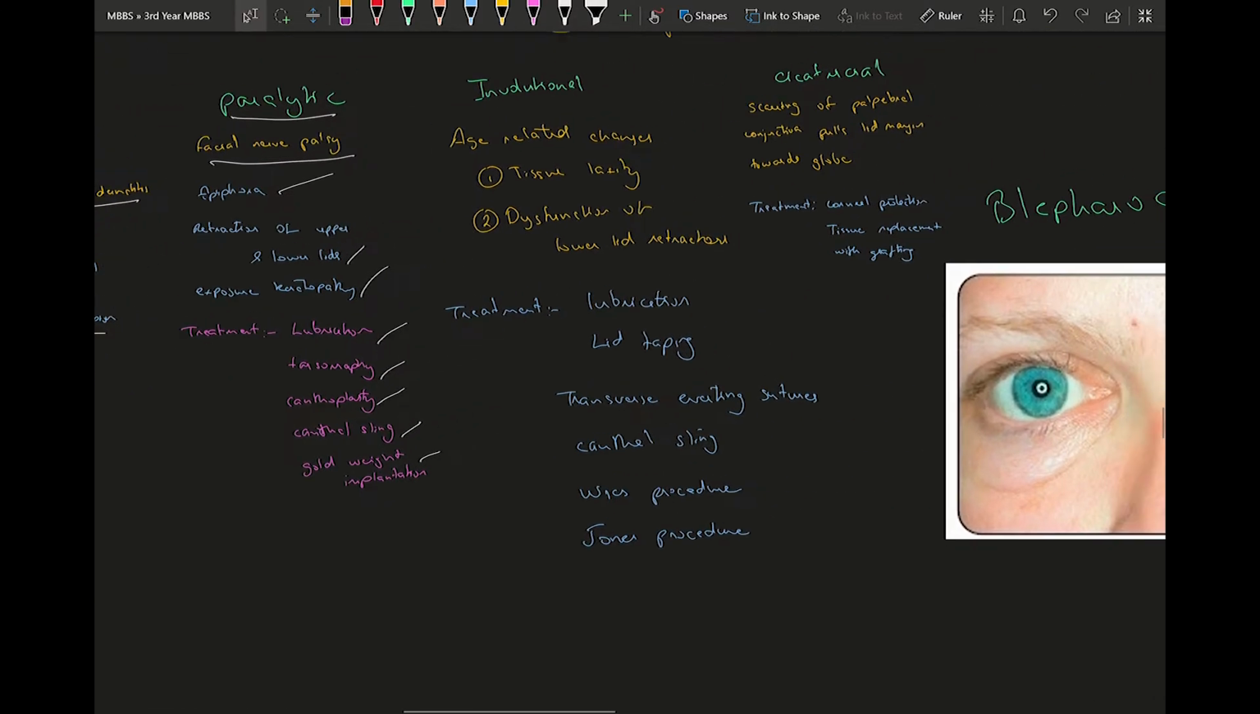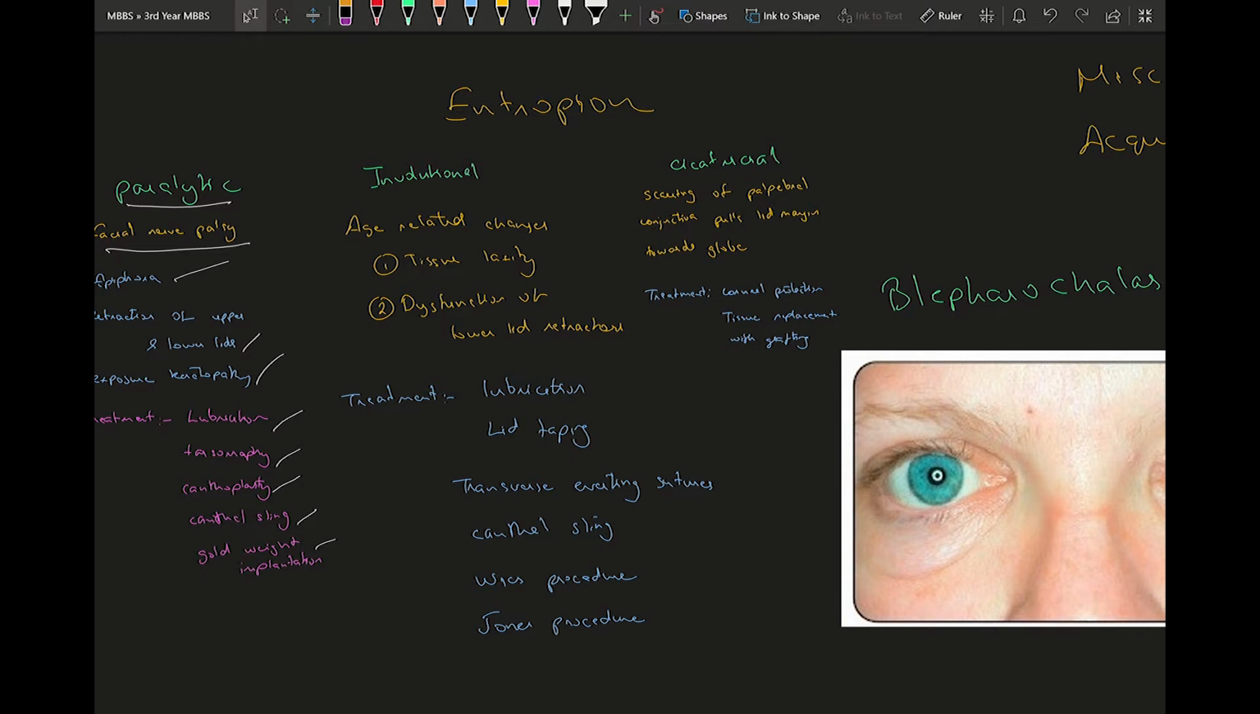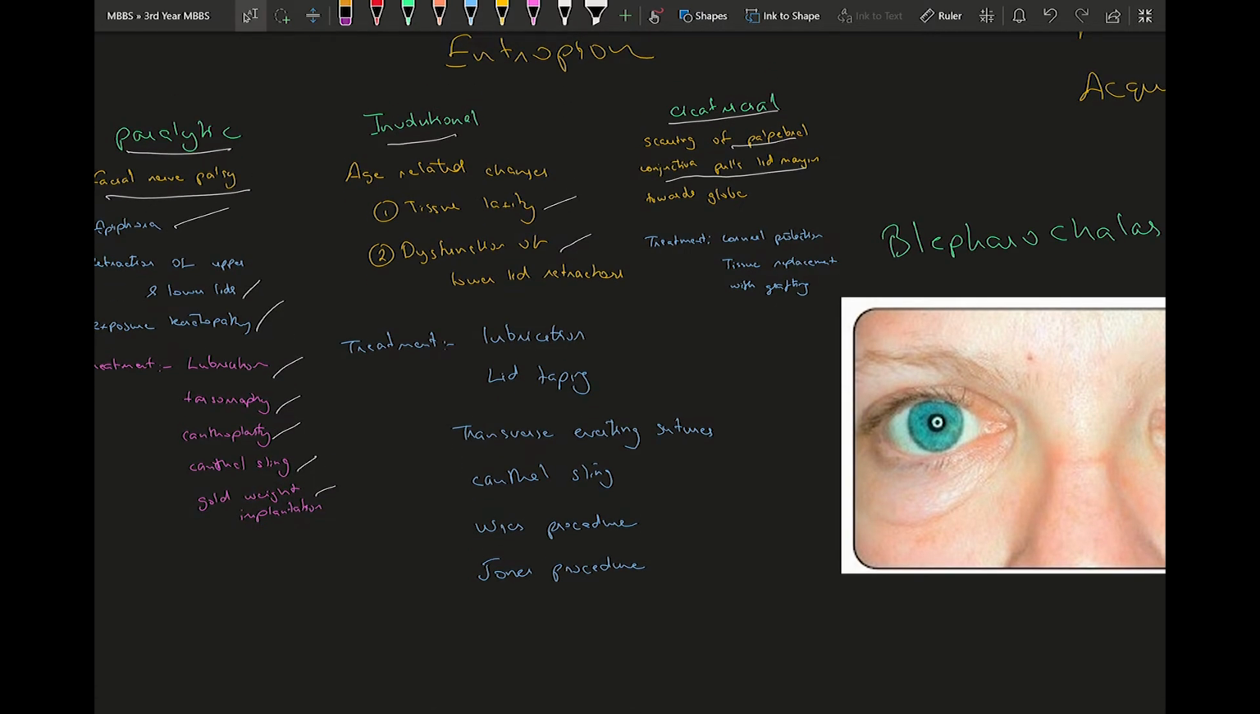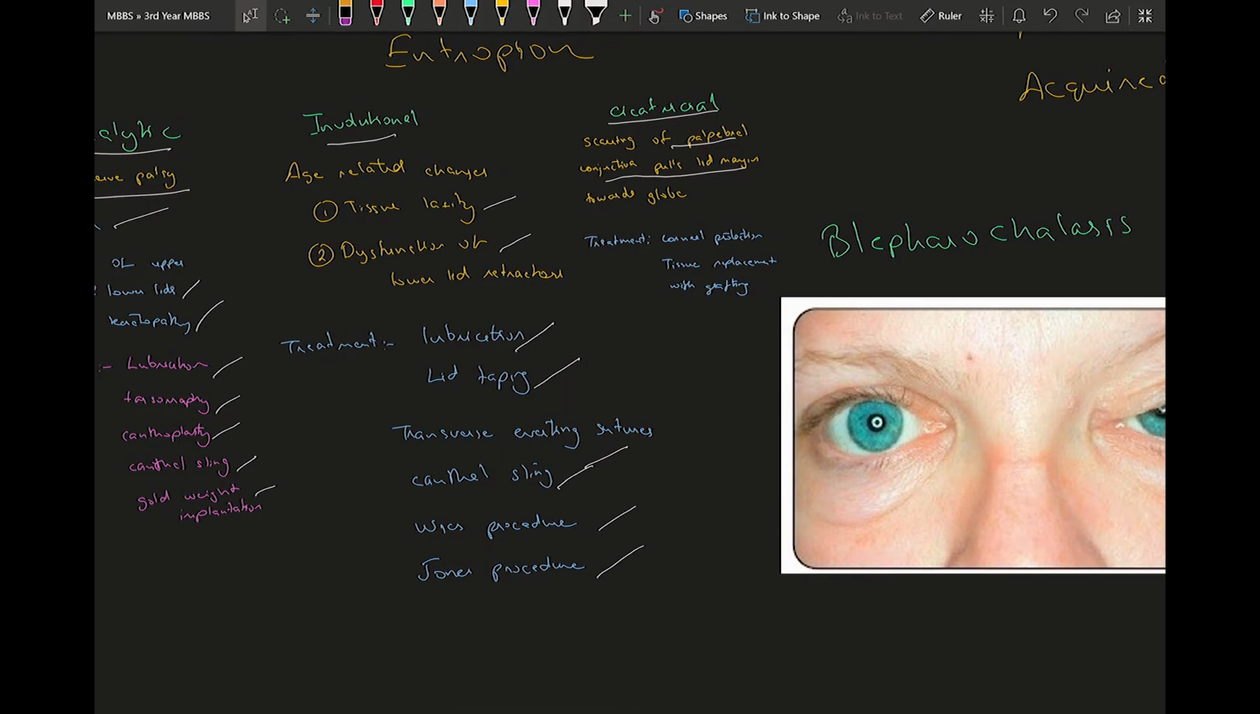Your entropion, or inward turning of your eyelids, can either be involutional or cicatricial. Involutional again is due to age-related changes, tissue laxity, and dysfunction of the lower lid retractors. Cicatricial would be scarring of the palpebral conjunctiva, which pulls the lid margin towards the globe. For involutional, you can do lubrication, lid taping, transverse everting sutures, canthal sling, Weis procedure, and Jones procedure. For cicatricial, you can give corneal protection or do tissue replacement with grafting.